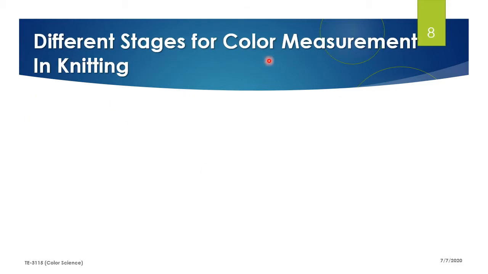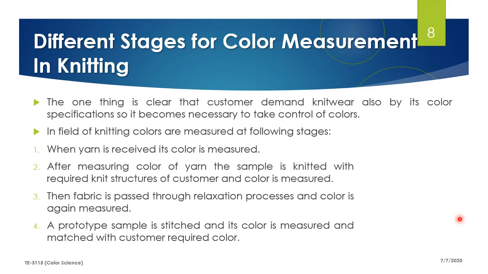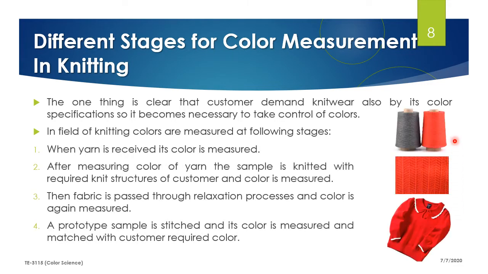Then, different stages of color measurement in knitting. One thing is clear: customers demand knitwear also by its color specifications, so it becomes very necessary to control colors. In the field of knitting, colors are measured at many stages. Firstly, when yarn is received, its color is measured. Then after fabric manufacturing, its color is also measured. When the fabric has been relaxed, its color is again measured, and at the end a prototype sample is developed according to customer requirements and its color is also measured. So at each step the color is measured.